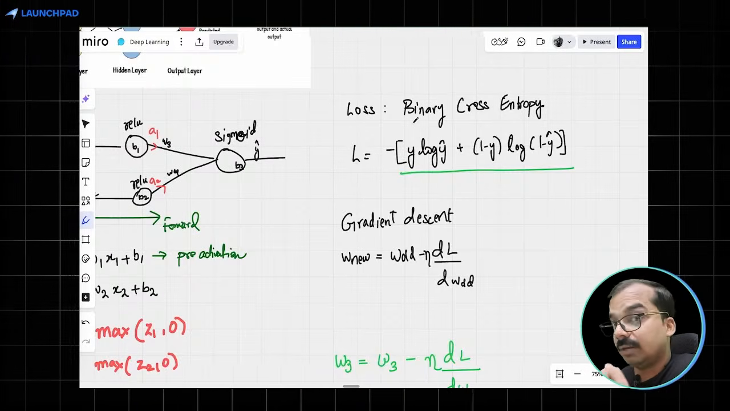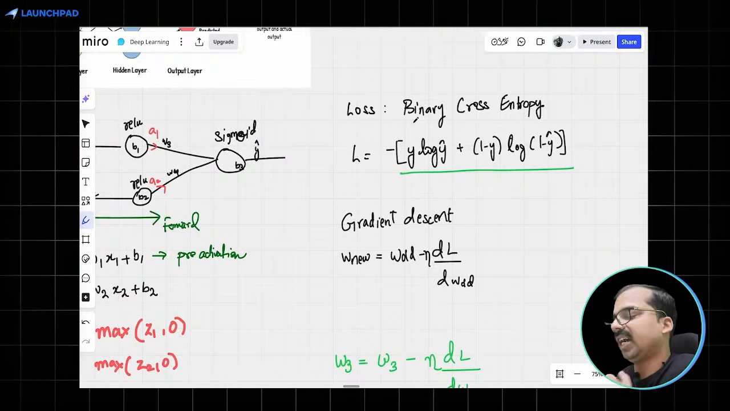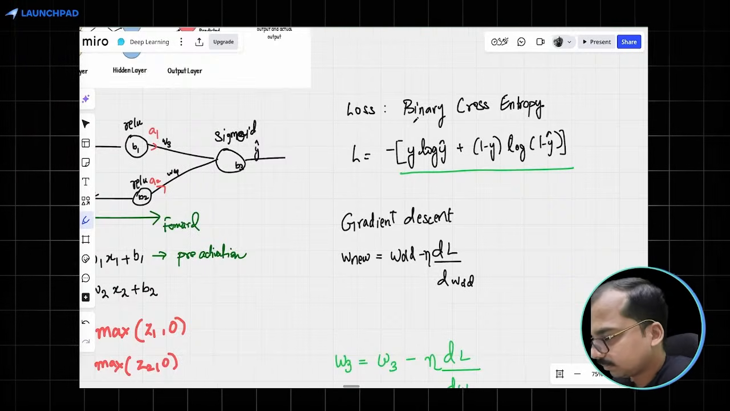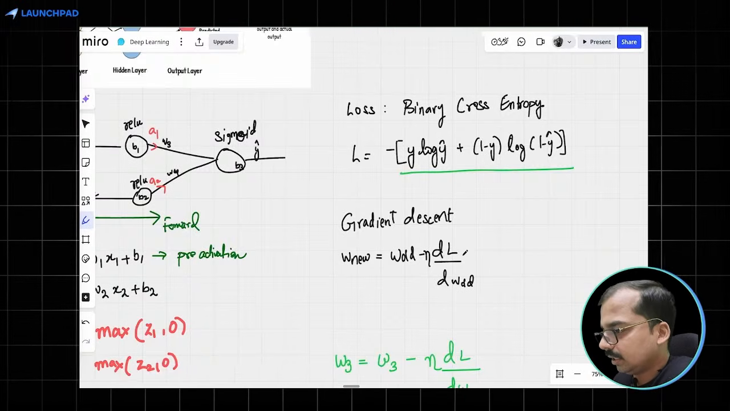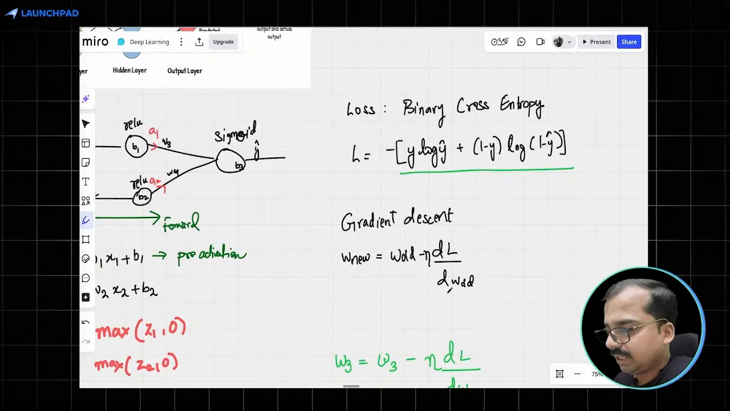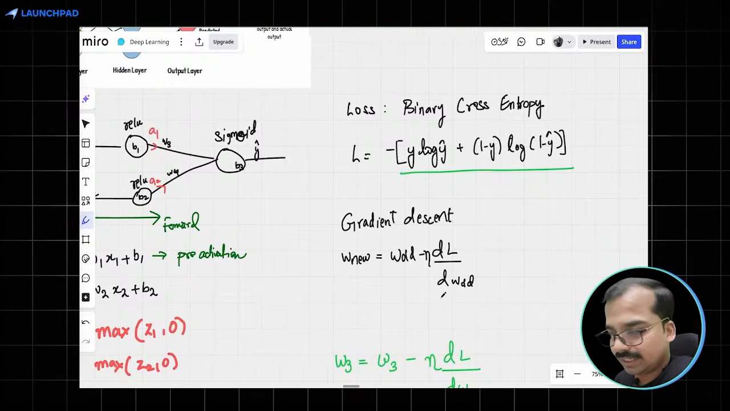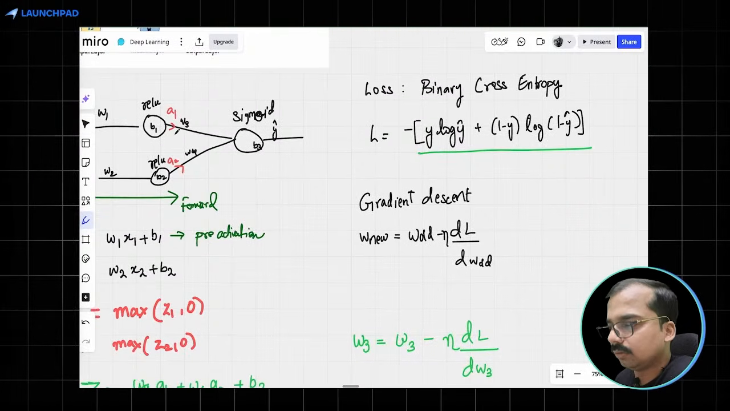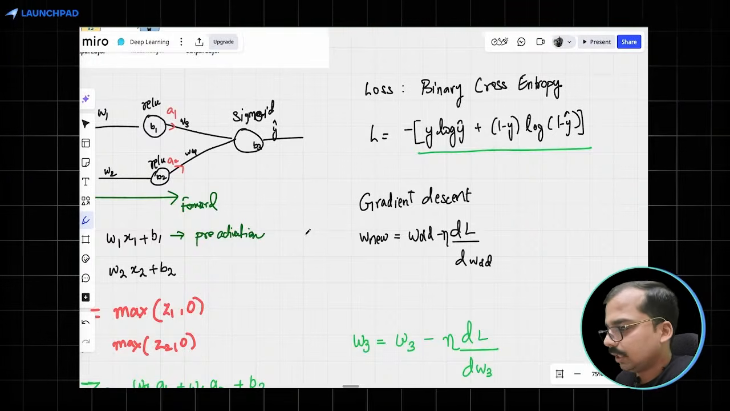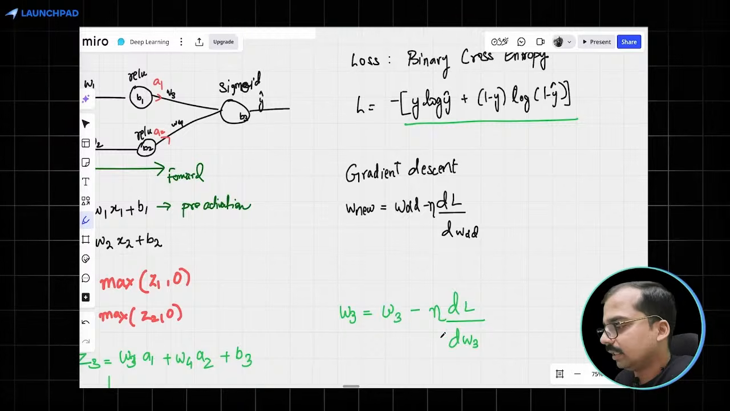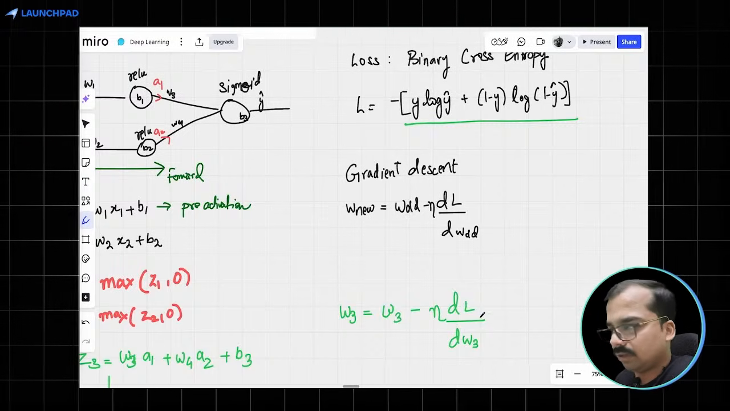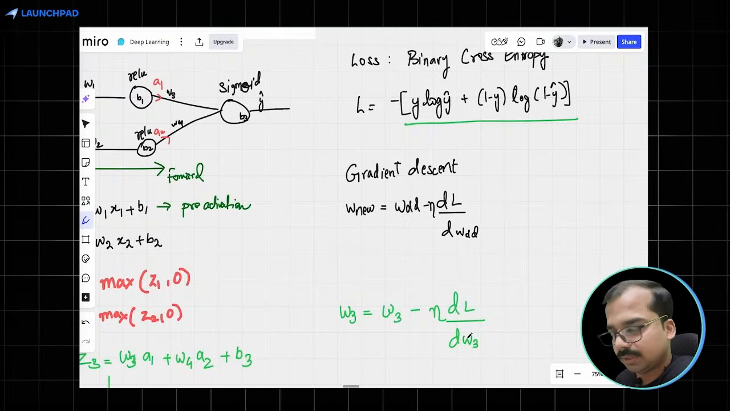Now how would the weight updation happen? This is where backpropagation comes into the picture. For gradient descent to work, I need the derivative of the loss with respect to the weight. So if I want to update W3, W3 will be the W3 old value minus the learning rate times the derivative of loss with respect to W3.